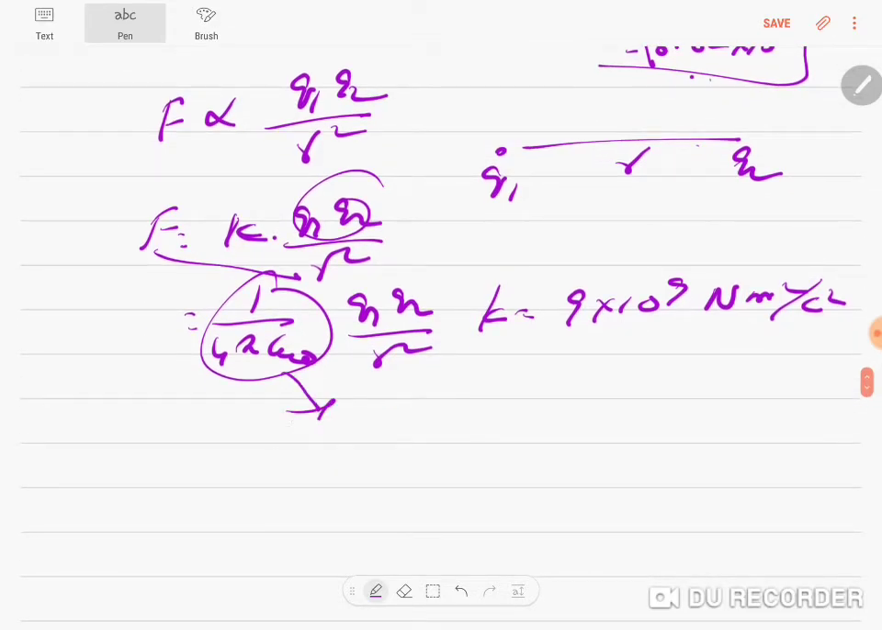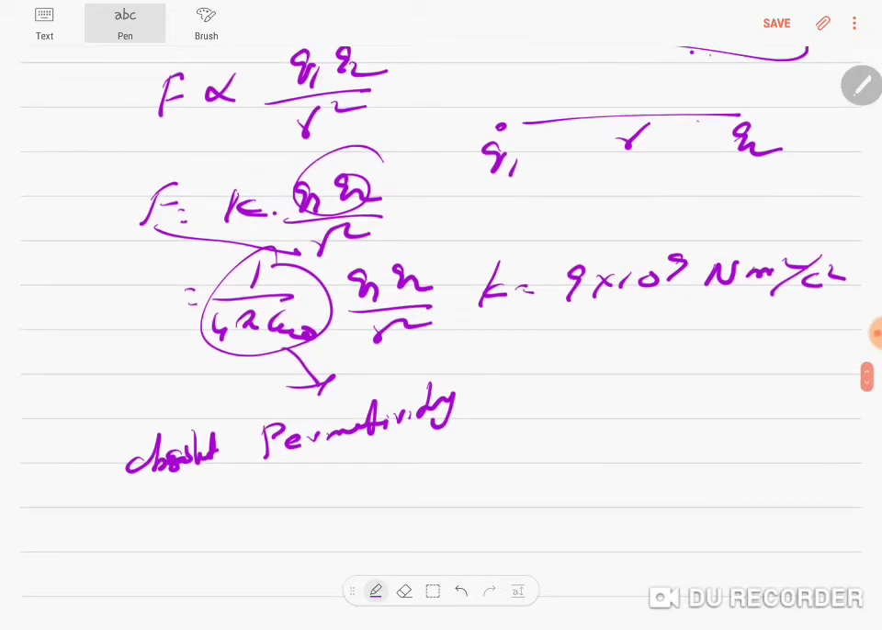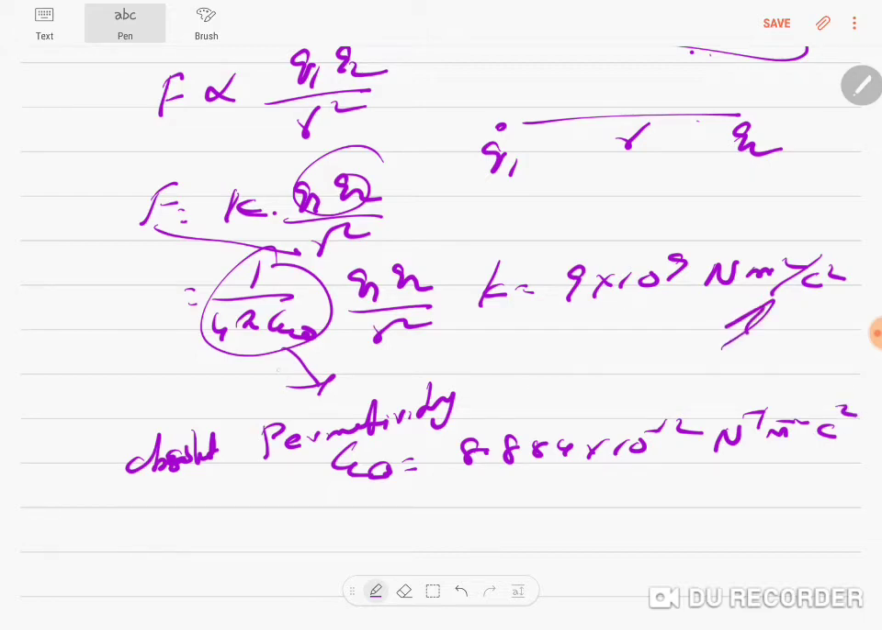Epsilon naught stands for permittivity, absolute permittivity. In the case of magnetism, it will be permeability. Here it's permittivity. Absolute permittivity tells how many electric field lines can pass through a specific medium; through vacuum it is absolute permittivity, which is 8.854 into 10 to the power minus 12. The unit will be per Newton per meter square and coulomb square, and k is the reciprocal of this, because epsilon naught is in the denominator.